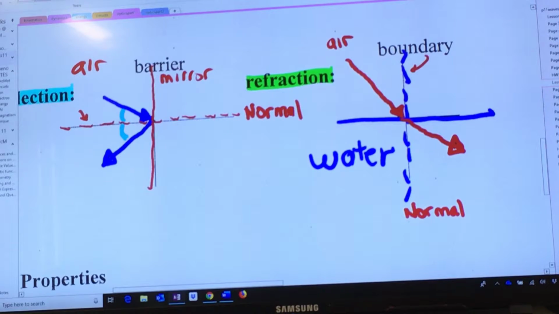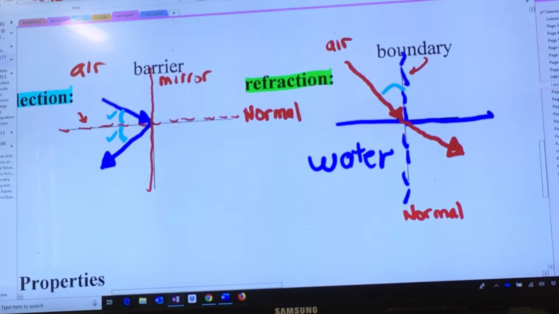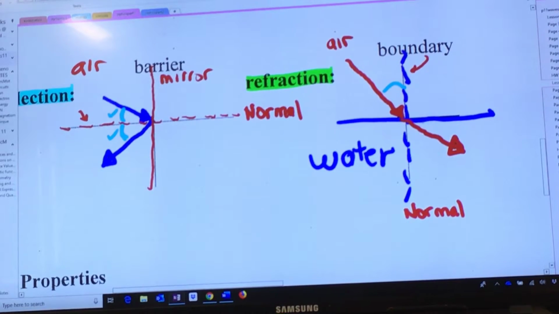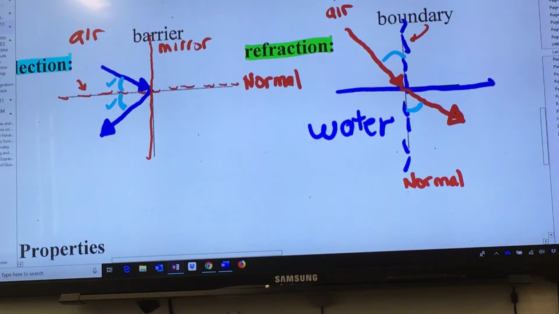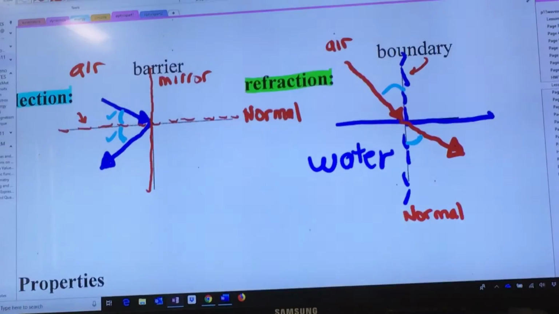So this angle here, these two are the same. These two are the same. These two are not the same relative to the normal, but they have some properties that are related. So either we have reflection, that's how mirrors work, or we have refraction, that's how lenses work. So the first part of this, we're going to learn about reflection and refraction, etc. And then later on, we're going to do the practical application of, okay, here are mirrors, what do we do? Here are lenses, what do we do?